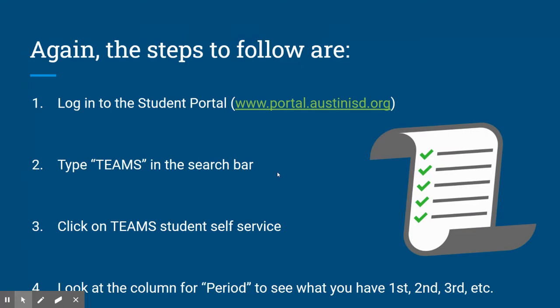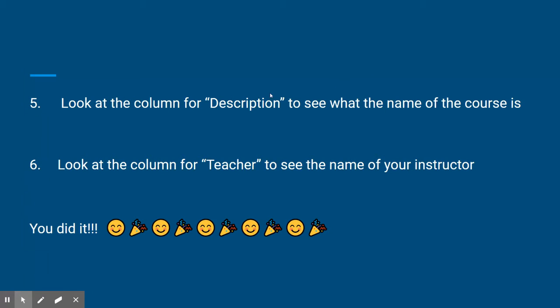I'm going to review the steps one more time. Step 1, you log into the student portal. Step 2, you type in Teams in the search bar. Step 3, you click on Teams, Student Self-Service. Step 4, you're going to look at the column for period to see what you have, first, second, third, etc. Step 5 is you're going to look at the column for description to see what the name of the course is. And step 6, you're going to see in the column teacher what the name of your instructor is.